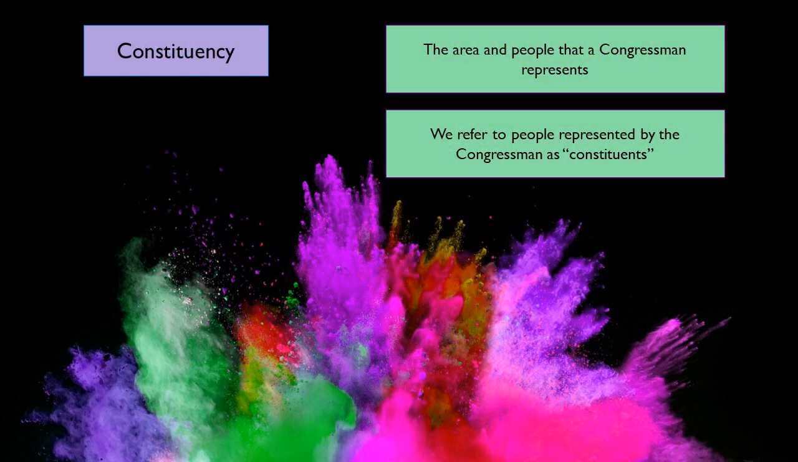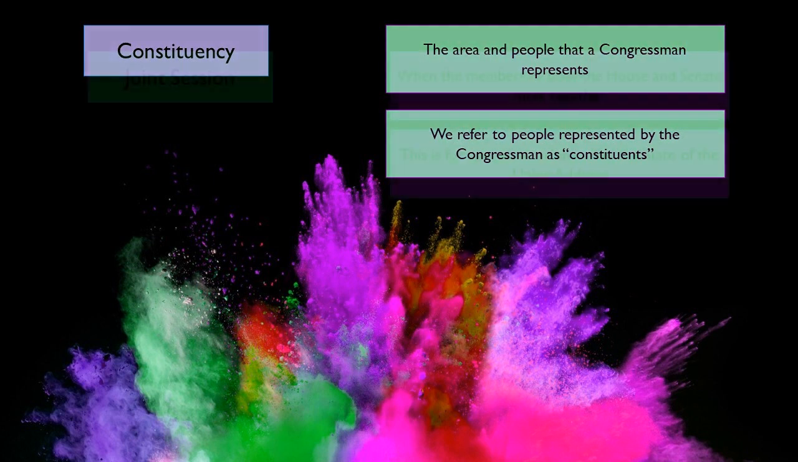Another term we'll use, we've already used it a lot, but just to get a clear definition, we have the term constituency. And constituency means the area and the people that a congressman represents. So a constituency can refer to a place, it can refer to a group of people, and we refer to people that are represented by the congressman as constituents. So I am a constituent of a particular congressman.